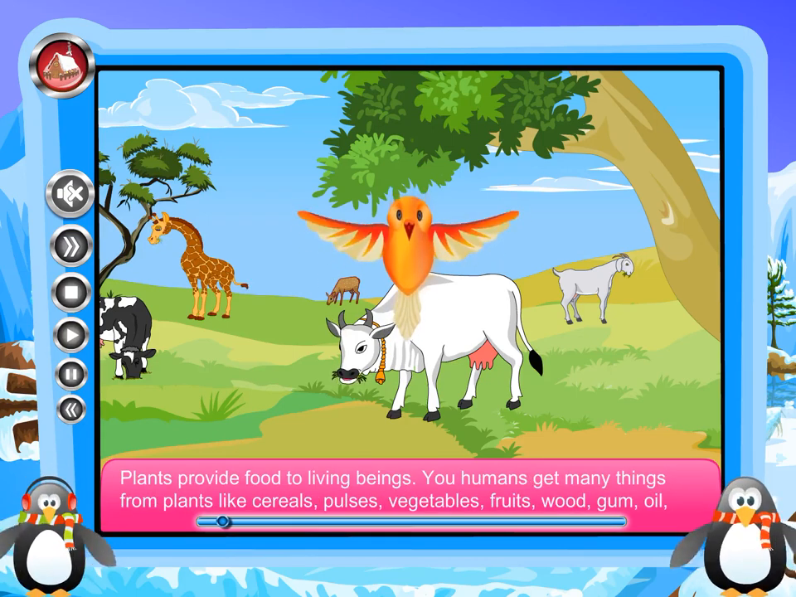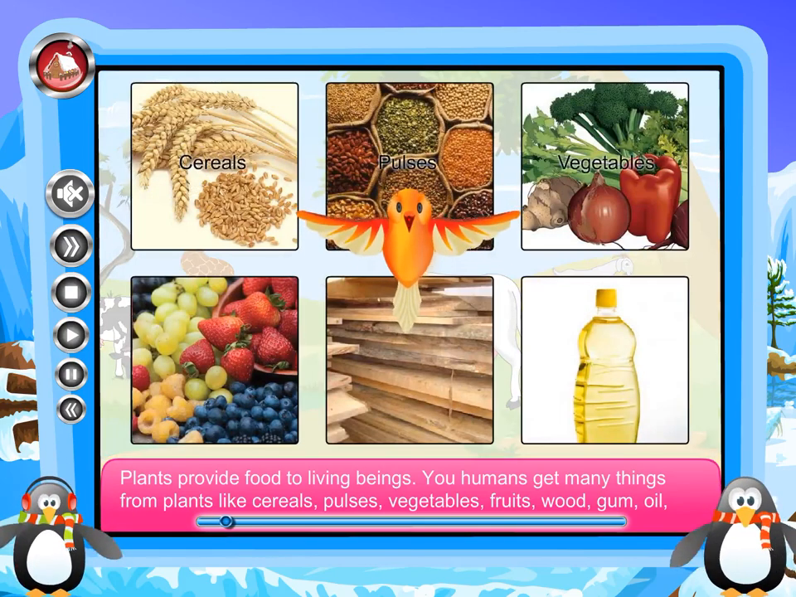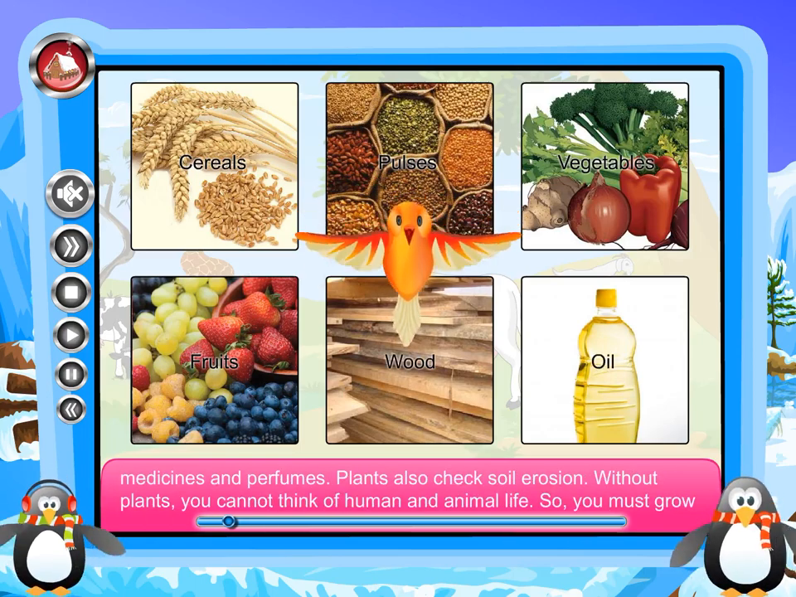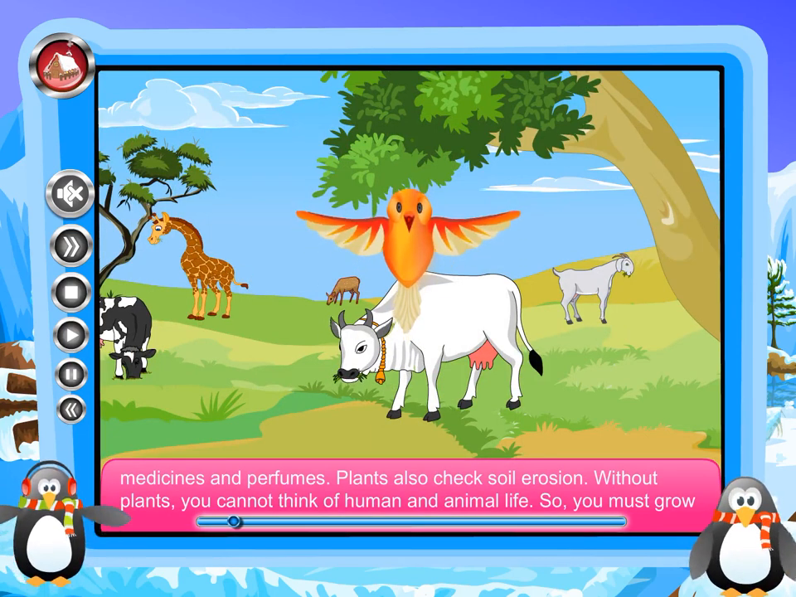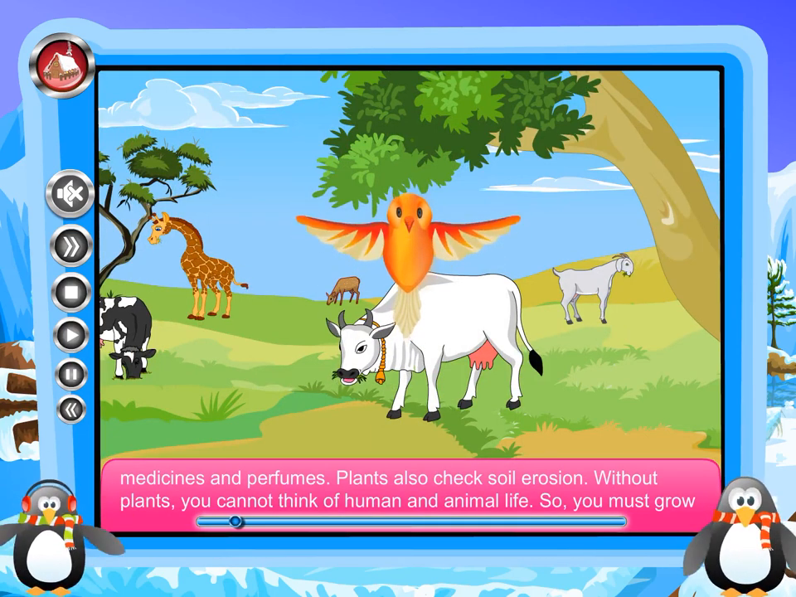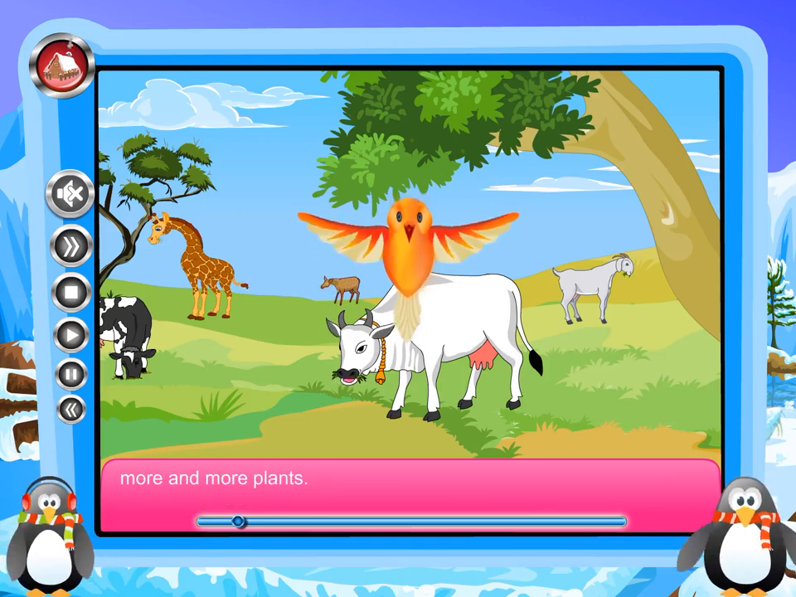You humans get many things from plants, like cereals, pulses, vegetables, fruits, wood, gum, oil, medicines, and perfumes. Plants also check soil erosion. Without plants, you cannot think of human and animal life. So, you must grow more and more plants.